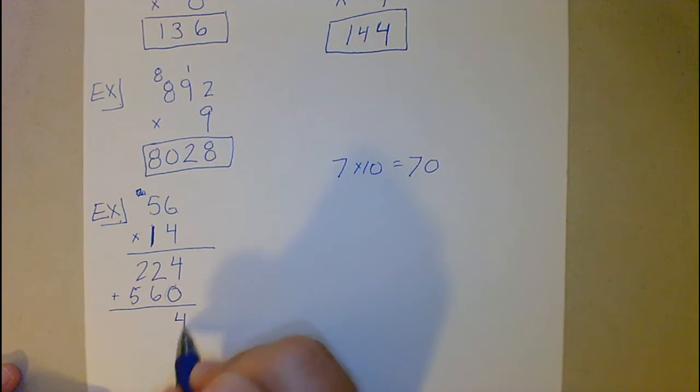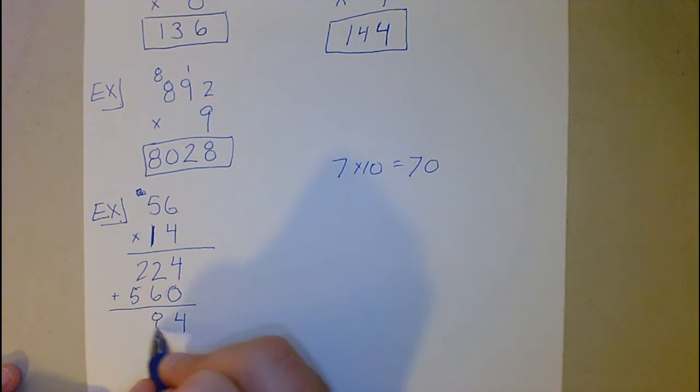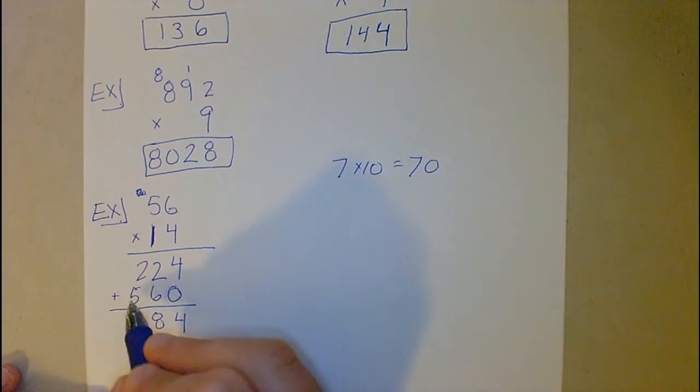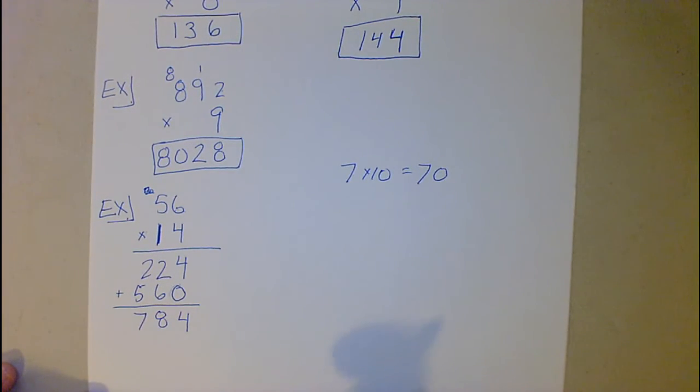So 4 plus 0 is 4. 6 plus 2 is 8. 5 plus 2 is 7. And I get 784 as my answer.